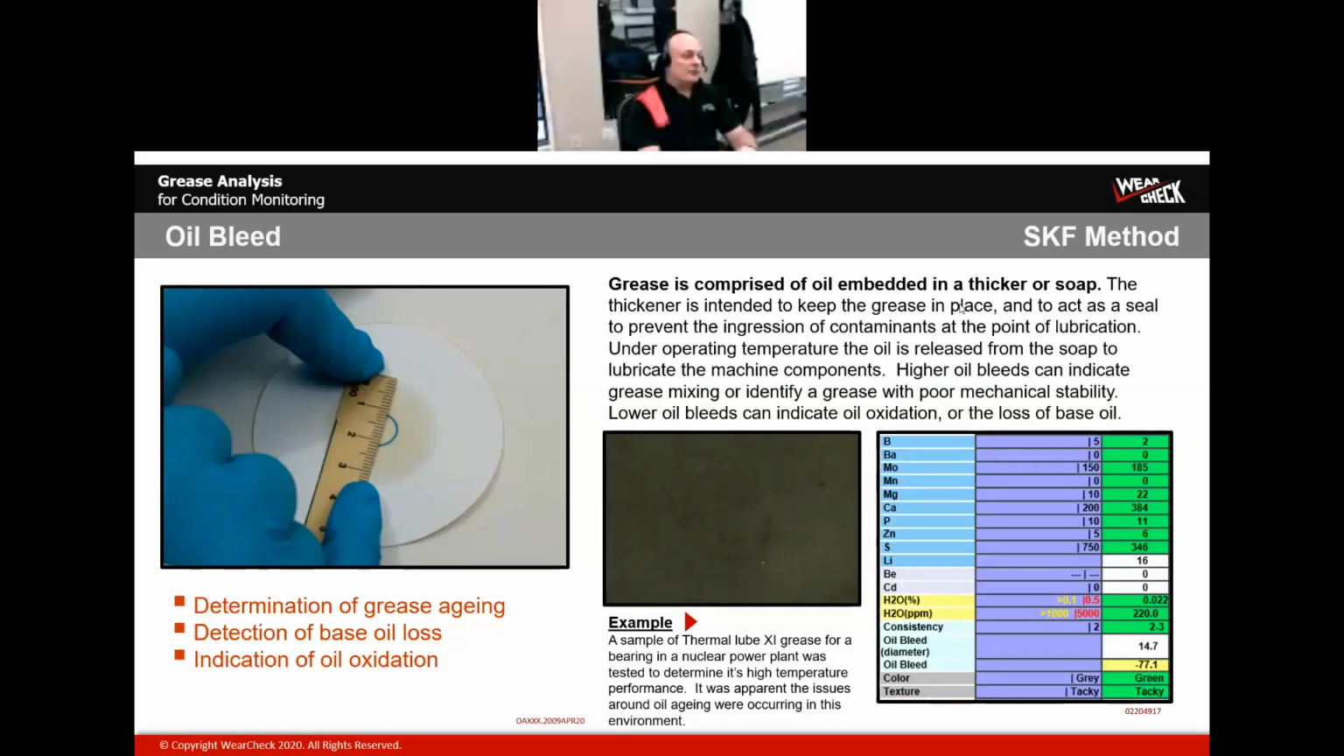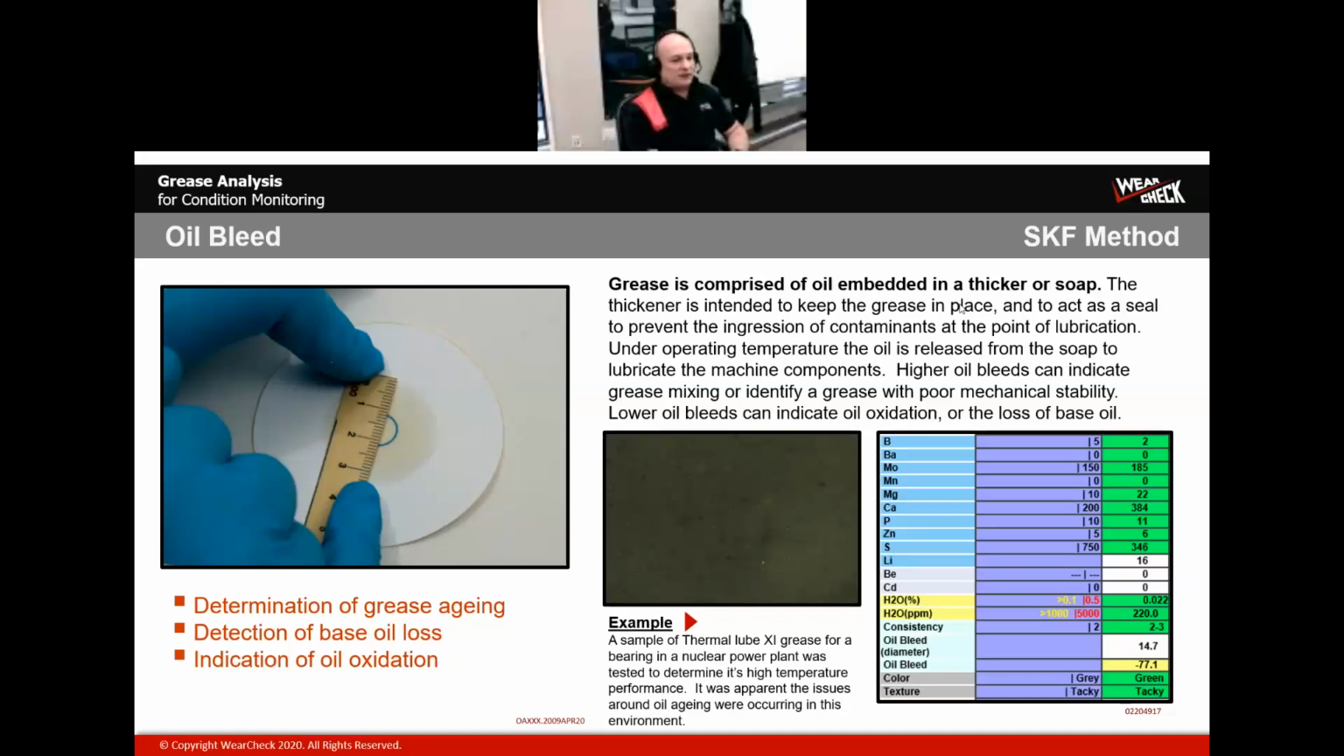And we take a ruler and we measure the amount of oil that bleeds out of the grease. We measure the diameter of that spot. If it's oblong and not perfectly circular, we'll take 2 measurements and average them. And then we compare the used grease against it, and we report the percentage increase or decrease in oil bleed in the aged grease.